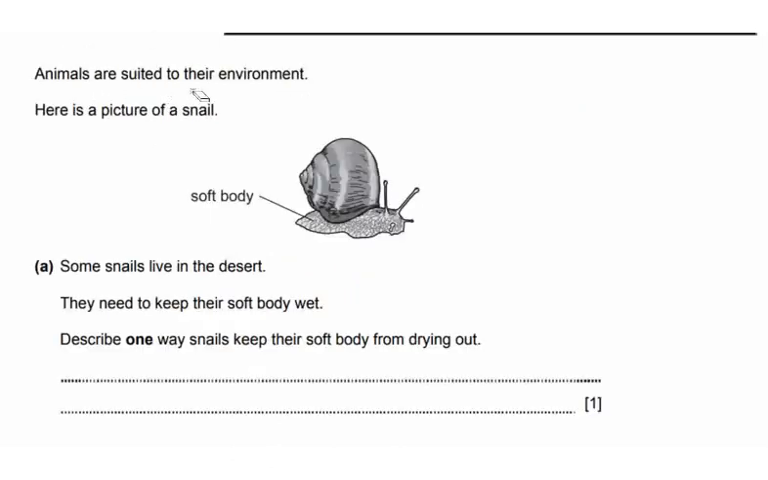Let's move to the next question. Animals are suited to their environment. Here's a picture of a snail. Some snails live in the desert. They need to keep their soft body wet. Describe one way snails keep their soft body from drying out.